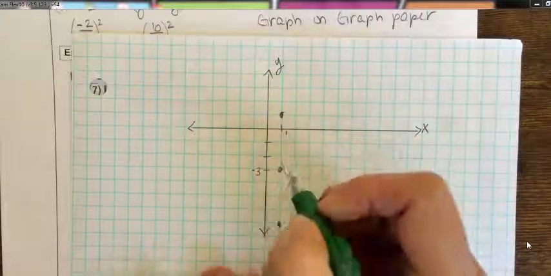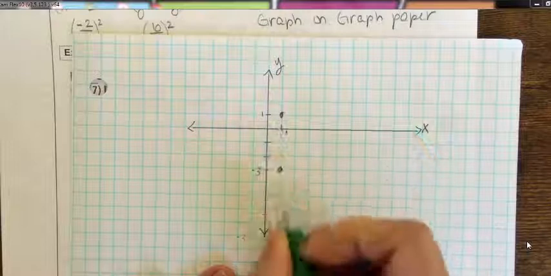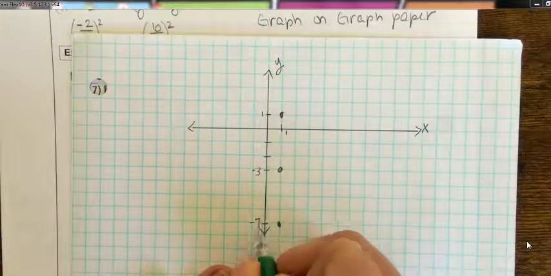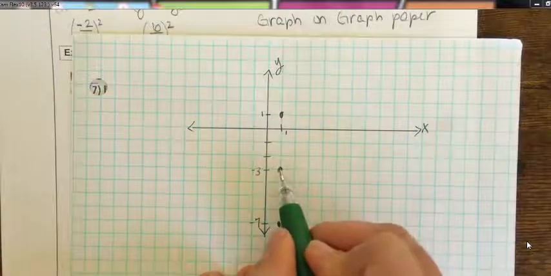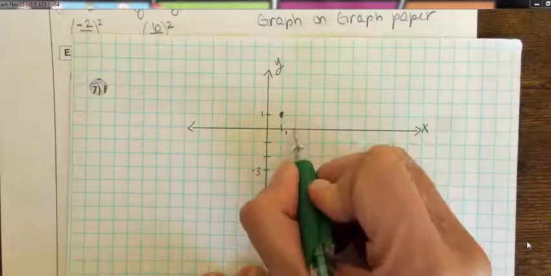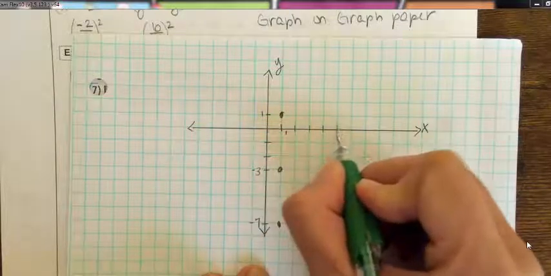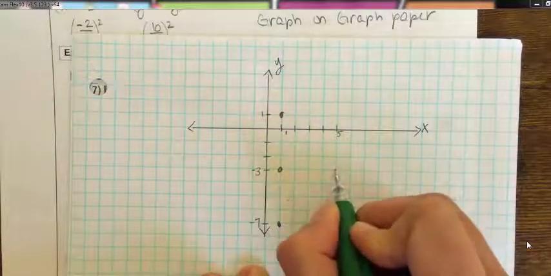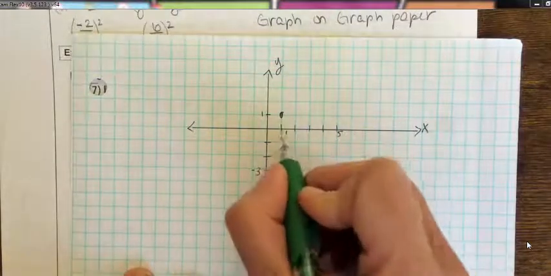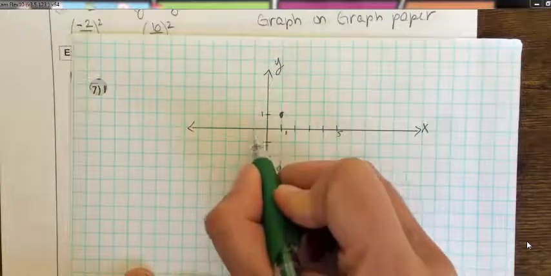So that puts me, let's see, this is going to be a positive 1, and this is going to be 3, 4, 5, 6, negative 7. And I'll do the same thing going right and left. So my radius again is 4. So that means my furthest point to the right will be x equals 5, and my furthest to the left will be at negative 3.